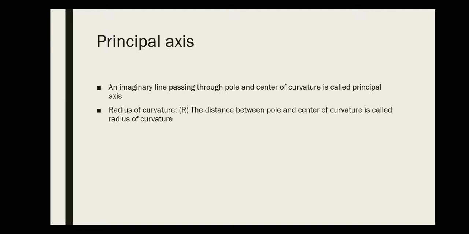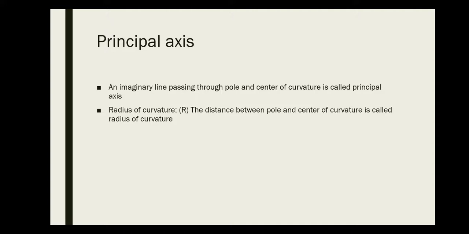Principal axis. The imaginary line passing through the pole and center of curvature is called the principal axis. Next, what is the radius of curvature? It is always denoted by capital R. The distance between the pole and center of curvature is called the radius of curvature.